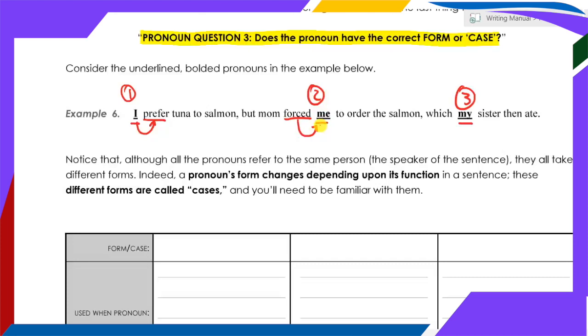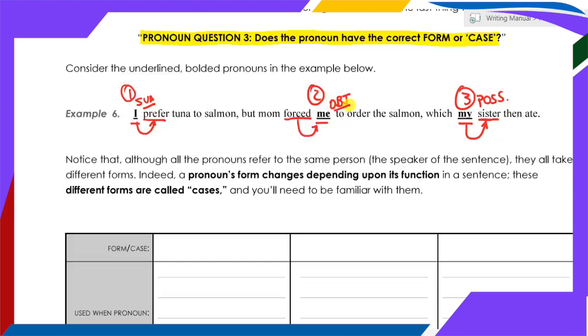Somebody is being forced here. It is the me being forced. So again, the I is the subject of the verb prefer. The me is the object of the verb forced. And then what is my doing? This is usually the simplest one of the 3. My is showing possession or ownership of this word sister. The sister belongs to the speaker of the sentence. These indeed are the 3 pronoun cases, the pronoun forms. We have a subject form, that would be I in this case.